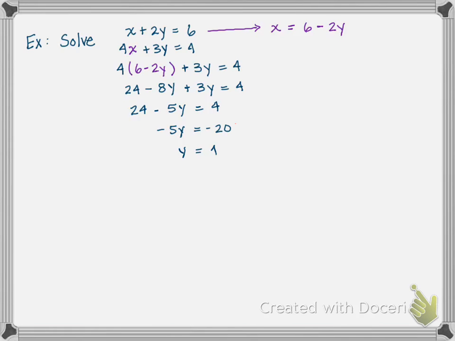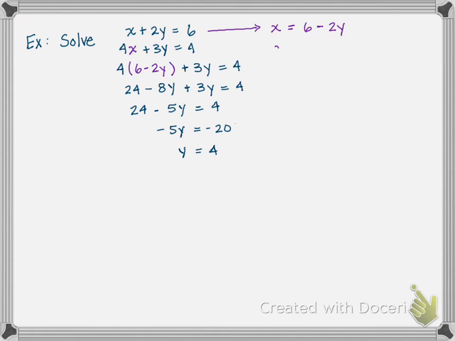Y equals 4. We're not quite there yet because we have to get x. So we're going to come back up to that purple equation. Realistically, I can plug that y into either one of the original equations, but since this one tells me exactly how to get x from y, it's probably the easiest one to use.